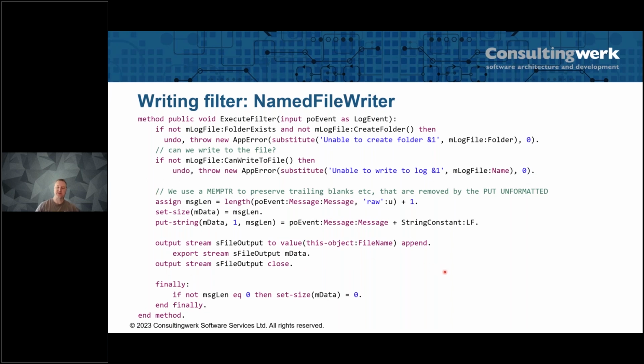Puts it in a mem pointer because mem pointers retain trailing spaces and all sorts of things like that, which put unformatted removes very nicely for you, even if it's put unformatted, which surprised me when I saw that first. But bog simple, writes it to a file. It doesn't append because otherwise you would just have one message, which isn't very useful. Right, so that's an example of a writer.